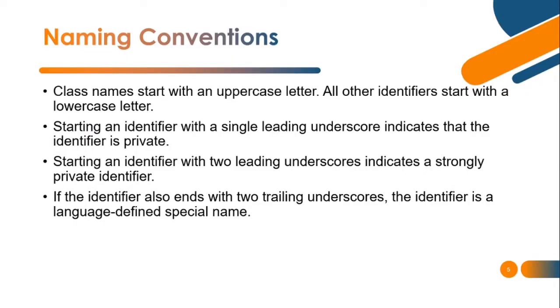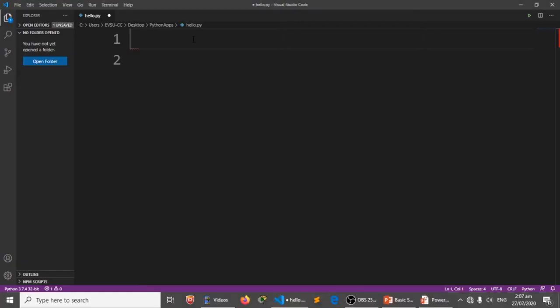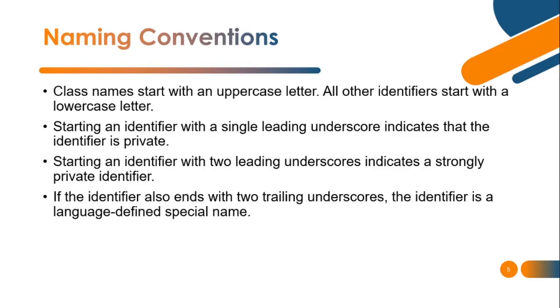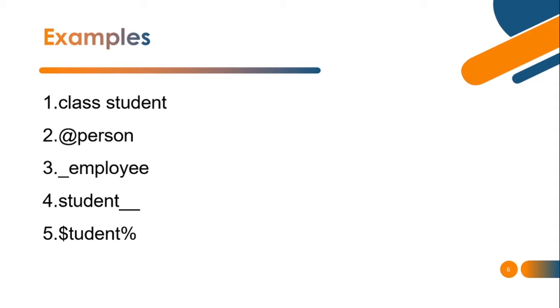The next convention is starting an identifier with two leading underscores indicates a strongly private identifier. Double underscore at the end of the identifier means it is a language-defined special name. So let's look at some examples. Let us identify what are the valid identifiers here. Try to answer. Pause the video, then come back if you have the answers, and we will check.